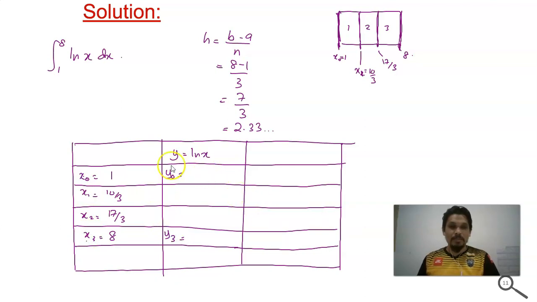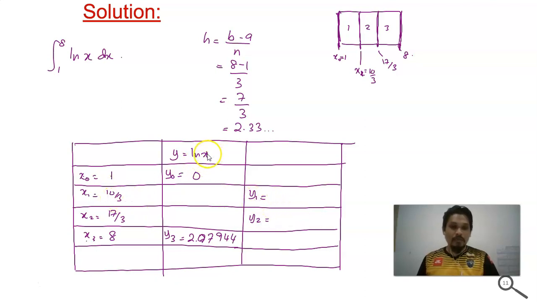So y equals natural log of x. When x equals 1, natural log of 1 equals 0. And when x equals 8, natural log of 8 equals 2.07944. So then we have y1 here and y2 here.